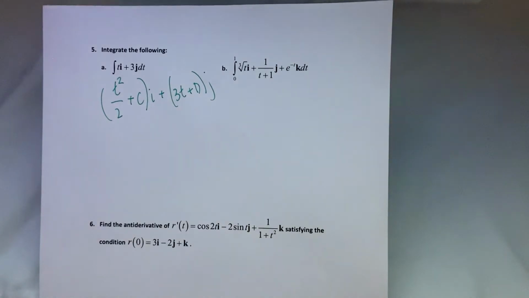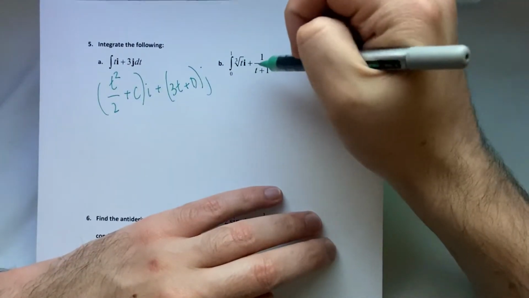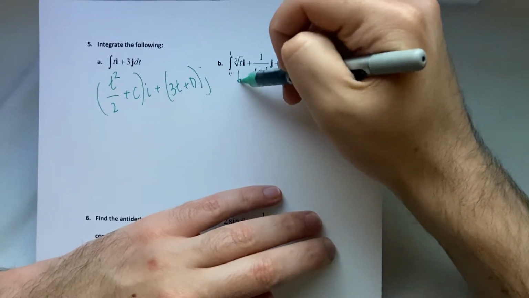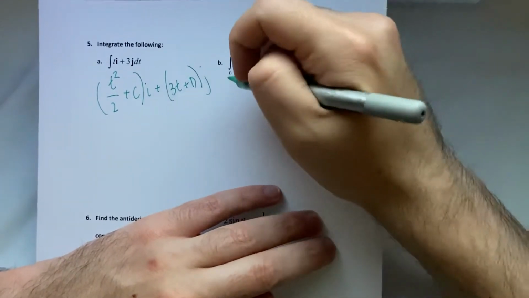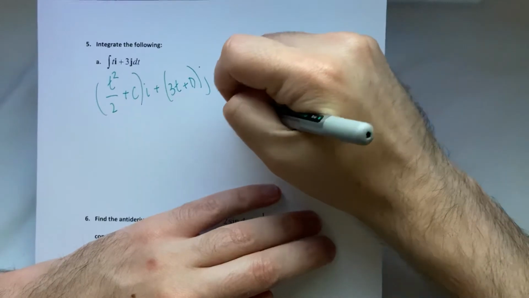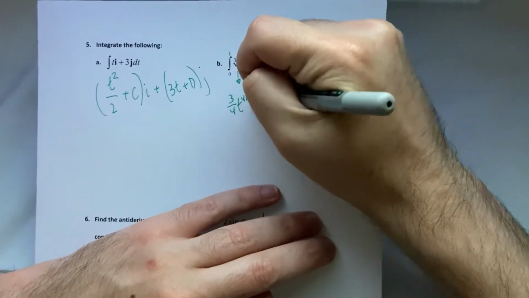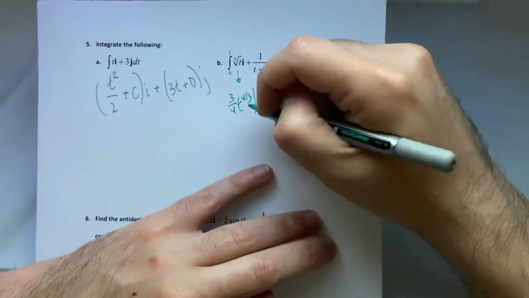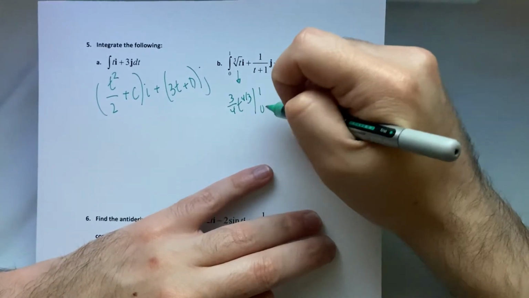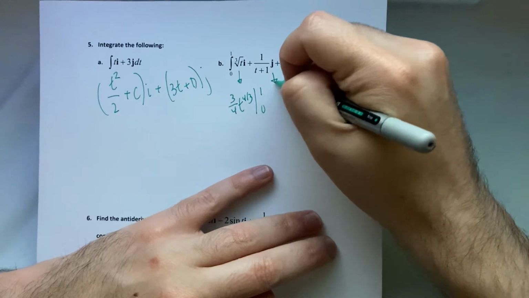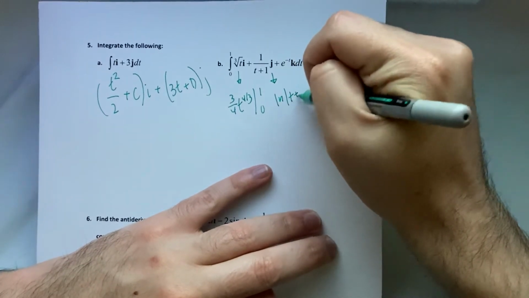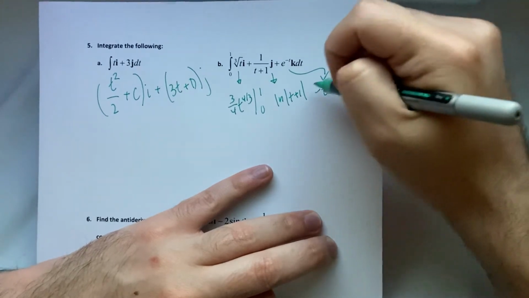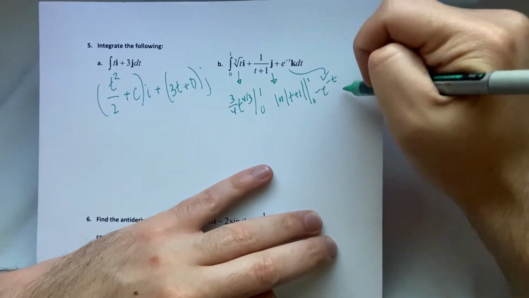Okay, so the integral from 0 to 1 of the cube root of t i plus 1 over t plus 1 j plus e to the negative t k. So we integrate each of these. This is t to the 1/3 power, so it becomes 3/4 t to the 4/3. It's evaluated from 0 to 1 because it's definite. That'll go with i. For this one, it should be the ln of the absolute value of t plus 1. For this one, it should be negative e to the negative t. All of these are evaluated from 0 to 1.